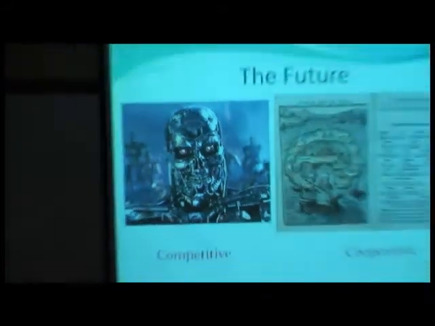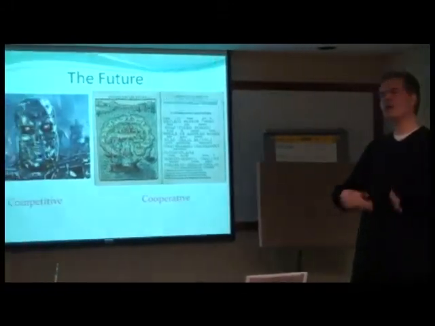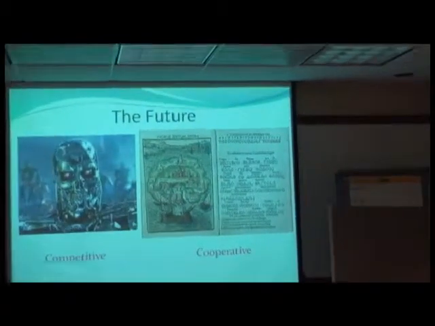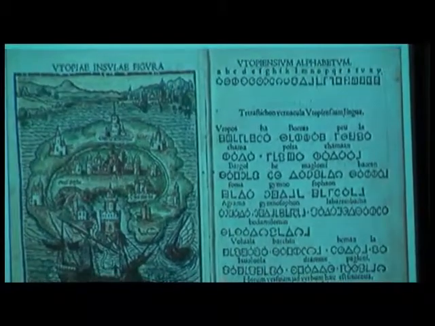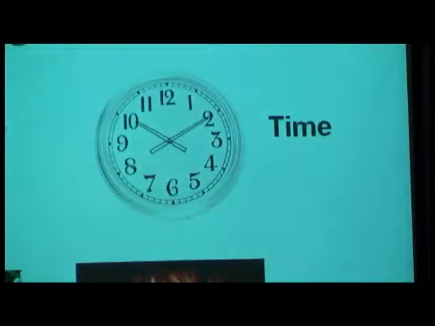What we'd like to do is design a future in which it's cooperative for all, in particular for humans. And so here's a little picture of Thomas More's Utopia. How can we develop technology that will create a cooperative environment in which all participants behave in a positive way? And I'll talk about some of the issues there.